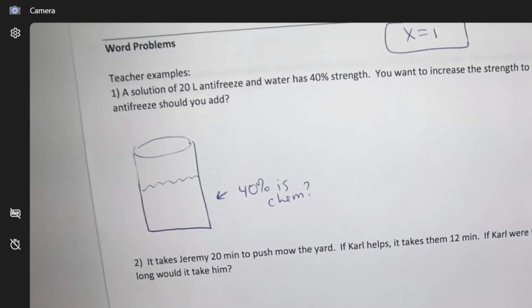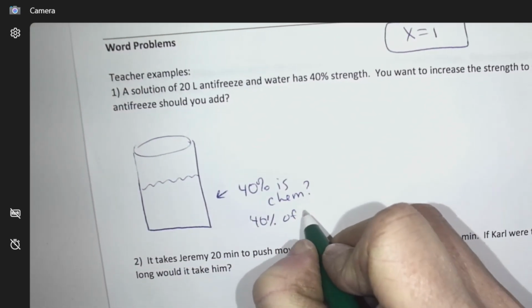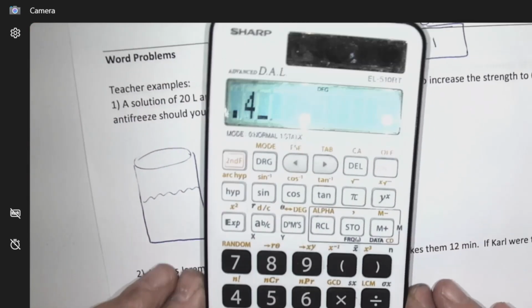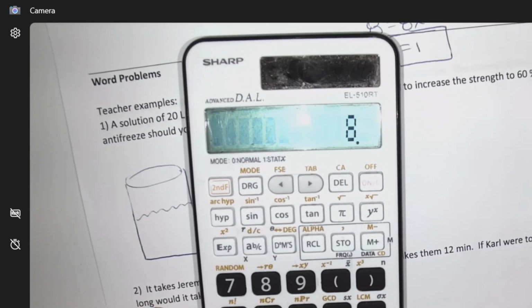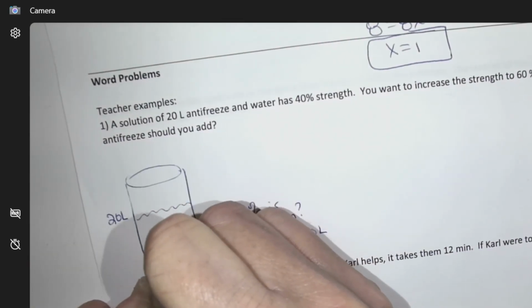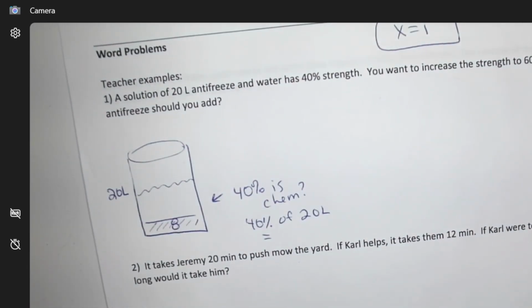40% of 20 liters? 40% of 20 liters equals, do you know how to do that math? How do you do a percent of something? What would you type? You would do 0.4. 40% of 20 is 8. Okay, so 8 liters of chemical in the whole mix.